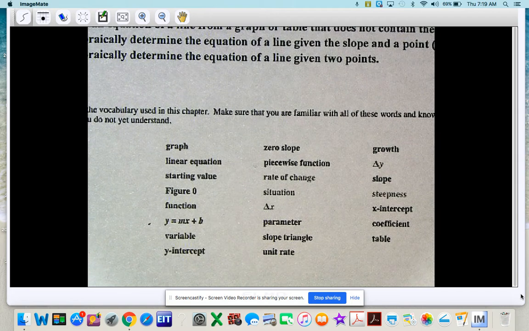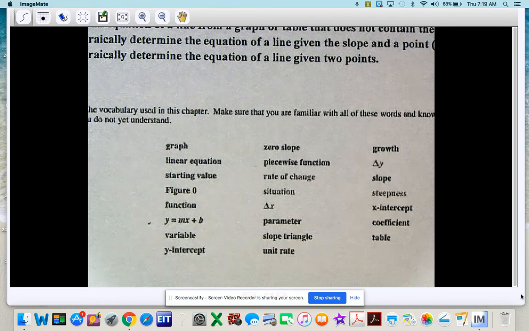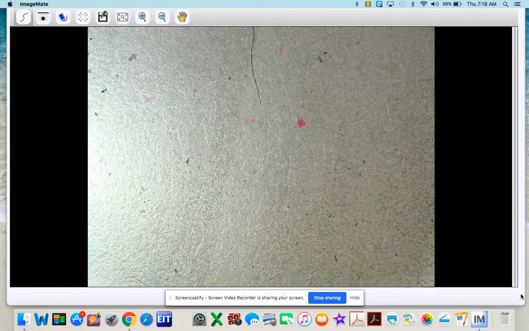The growth is another way in a situation to be determining what the slope is. Delta y or change in y, we've used that in our slope triangles to help us determine the slope. Steepness of a graph, ultimately another name for slope. X-intercept, coefficient, we've been using that as the number multiplied by a variable, and we've been looking at some tables.